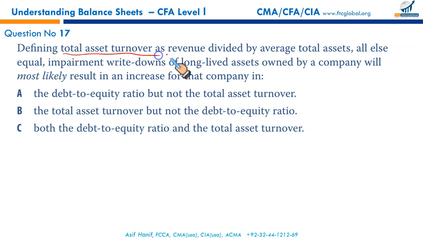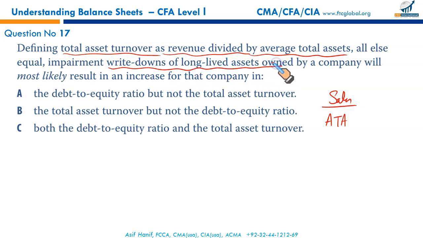defining total assets turnover as revenue divided by average total assets, that is sales divided by average total assets. ATA, I'm writing it for short. All else equal, impairing a write-down of long-lived assets. Impairment is also a part of your long-lived assets. Impairment is done differently under the US GAAP and the IFRS. All is coming, just hold on. Everything will be discussed. So impairment of long-lived assets under the IFRS and the US GAAP, they're different.